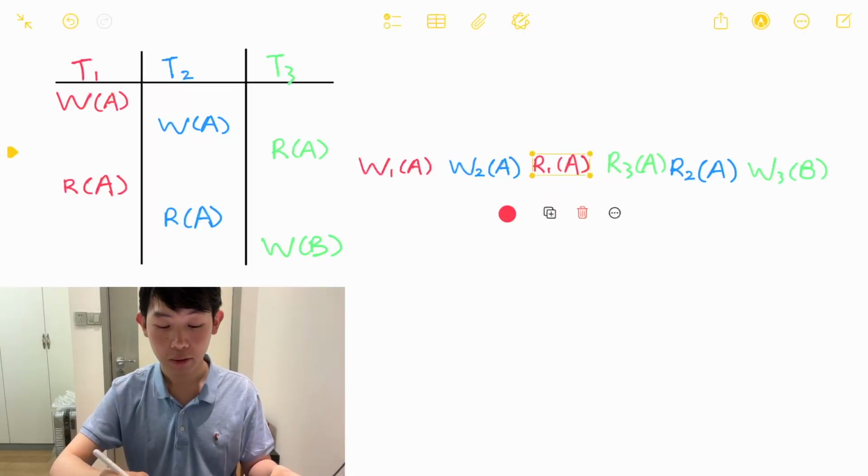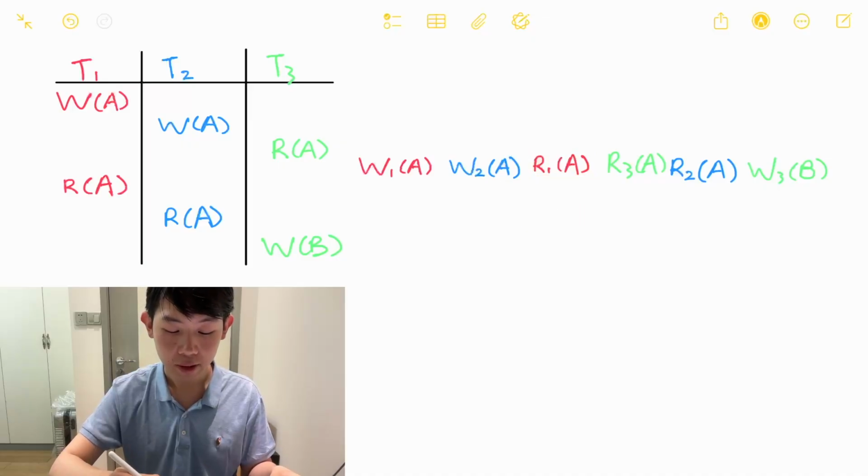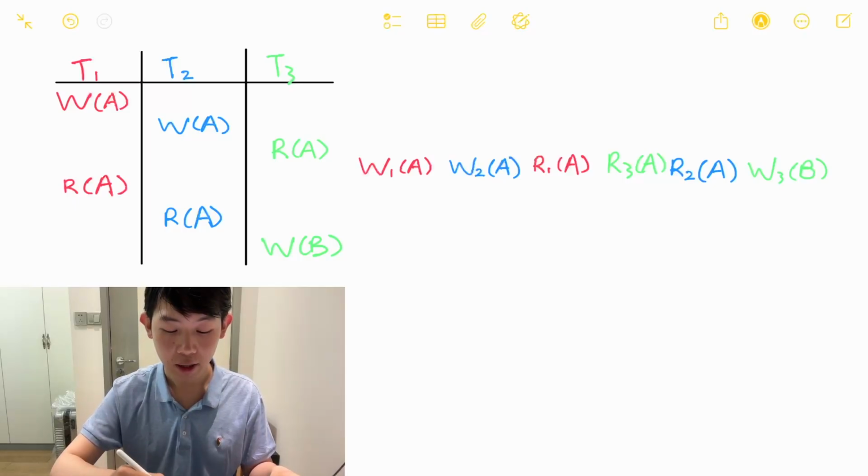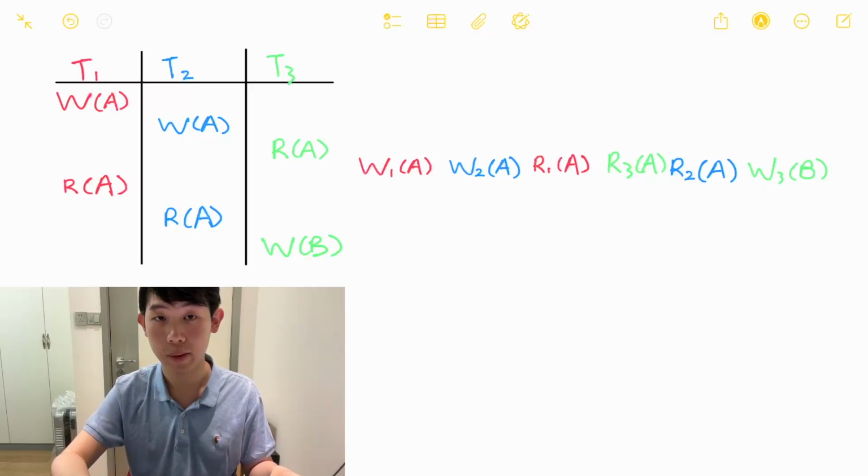But now we end up with a W2A and a R1A, and we realize that if we swap them, it will cause a read-write conflict. And no matter how you try, you cannot get this W2A out of the middle of transaction 1, which means that the original schedule is not conflict serializable.